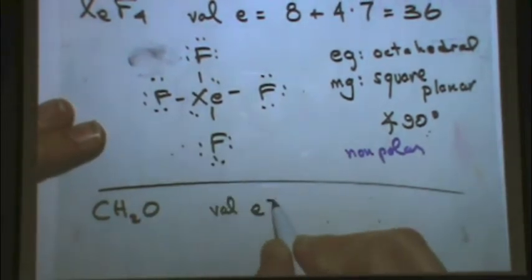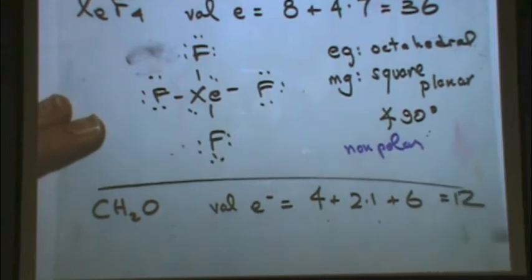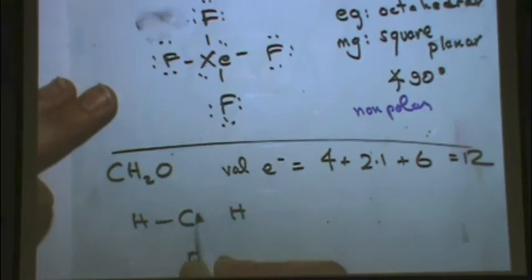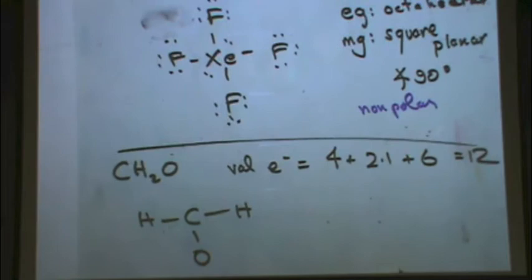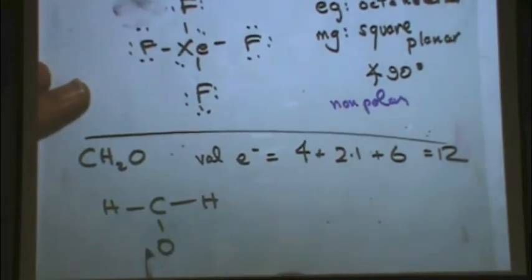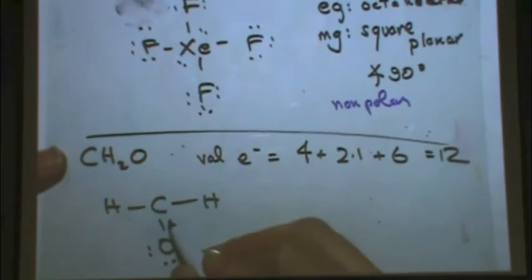Valence electrons: 4 for carbon, there are 2 hydrogens in column 1 and an oxygen in column 6. That's 12. So we've got a carbon, 2 hydrogens and an oxygen. 2, 4, 6. The hydrogens can't take any more, so I'm going to go next to the oxygen. Out of 12, I've done 6, 8, 10, 12. Filled it up already. At this point, carbon doesn't have an octet, so I'm going to remove one of these and make a double bond.